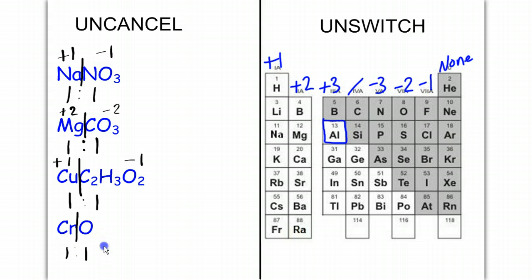So that being said, if I can figure out oxide's charge, then I will know chromium's charge. Oxide is here, and it has a -2 charge. So if that's -2, the chromium must be +2, so that they could have canceled to give me a 1-to-1 ratio.